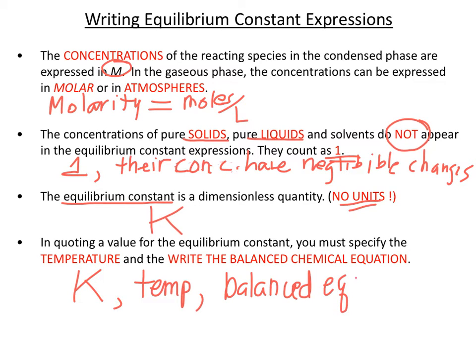And the reason for the temperature being important is that the equilibrium constant becomes basically a ratio of rates of reaction. And we know from the kinetics unit that temperature affects rates. So that's why temperature is very important in establishing an equilibrium constant.